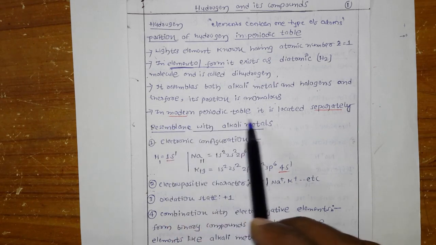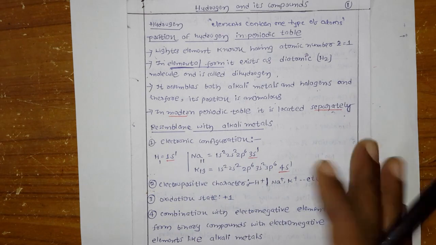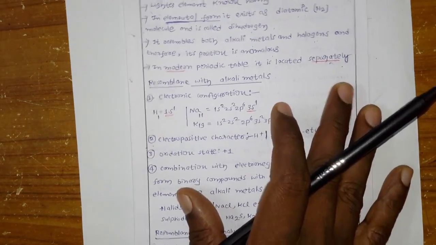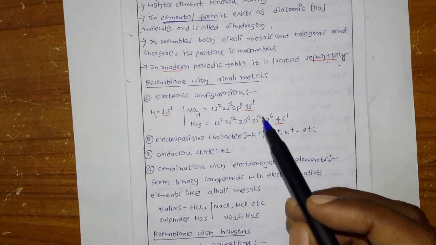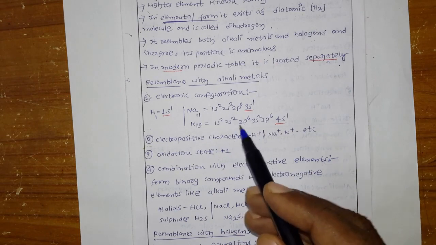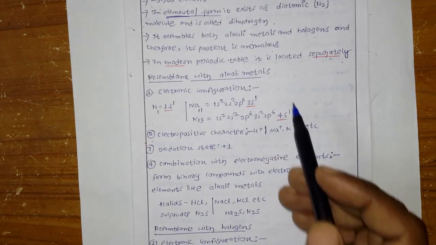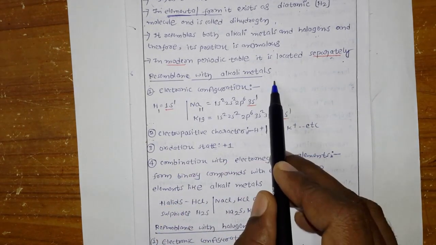Table. In the modern periodic table it is located separately at the top of the modern periodic table. So now we can see what the resemblances with the alkali metals are and what the differences with the alkali metals are. First we can see the resemblances with the alkali metals.